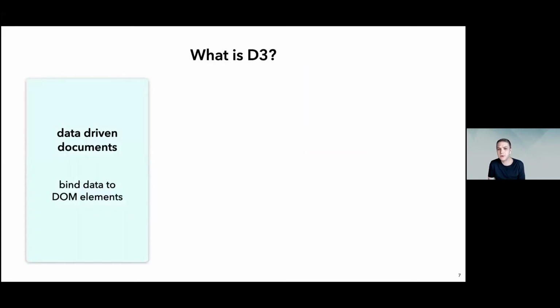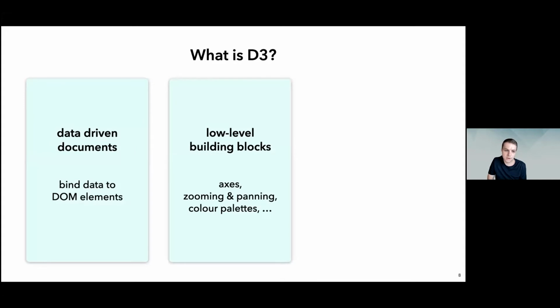So D3 is not a pure visualization library, and you could use it for many different types of web projects. But efficient DOM manipulation, binding data to these DOM elements, is really useful for interactive visualizations. And this is also one of the main reasons why it became so popular. And so many people use it now for visualizations. Then in addition, D3 provides many low-level building blocks. So for example, you can use D3 to create axes, to quickly add zooming or panning to a visualization. It has also pre-made color palettes that are used very often.